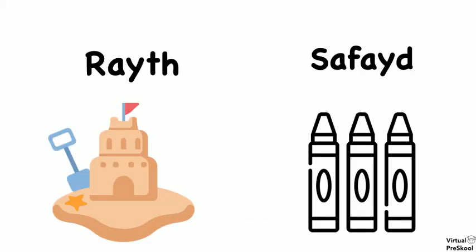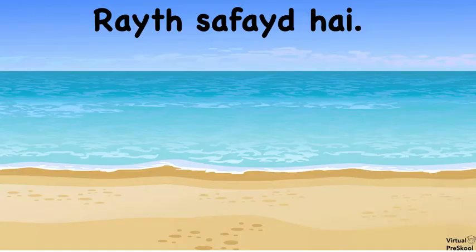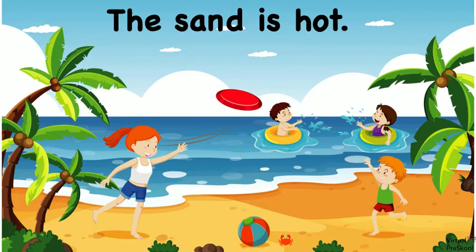So now we have sand, ret, and white, safed. And our original sentence was the sand is white. So now, how would we put that sentence together in Hindi, the whole thing? The sand is white. We would say ret safed hai. Ret safed hai. The sand is white. Ret safed hai. All right, let's try another one.